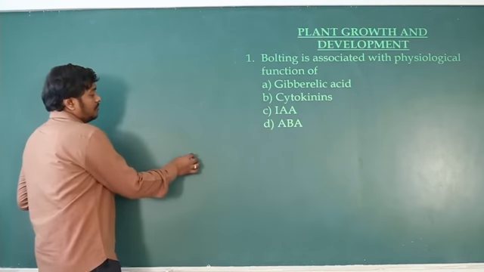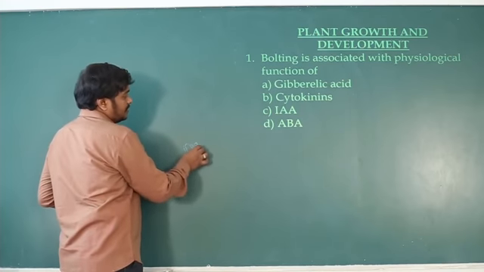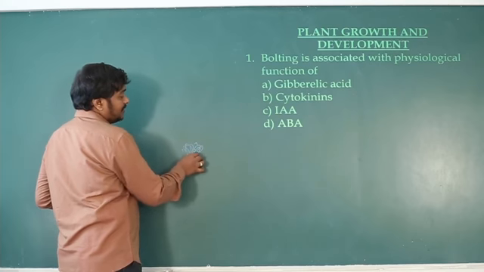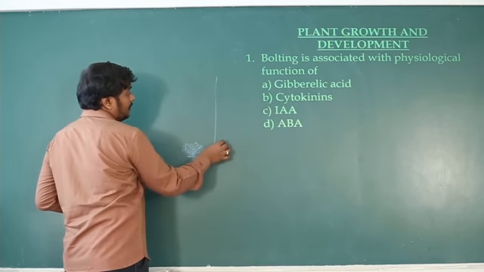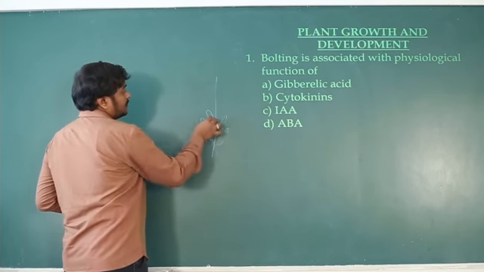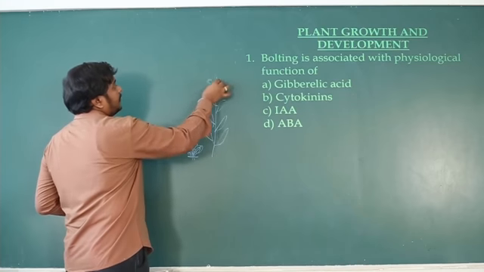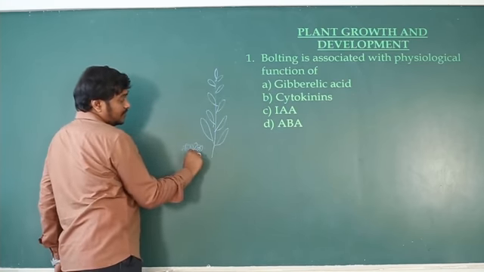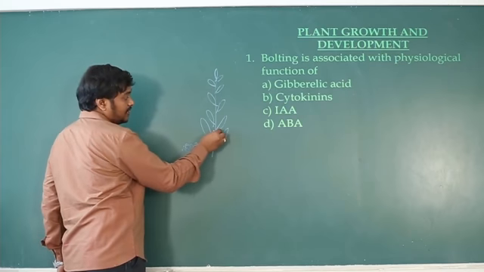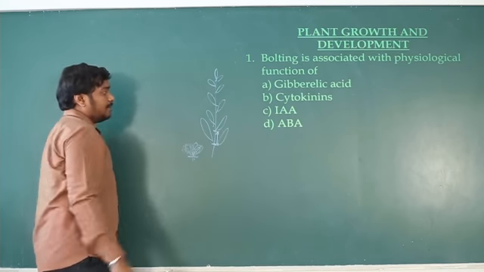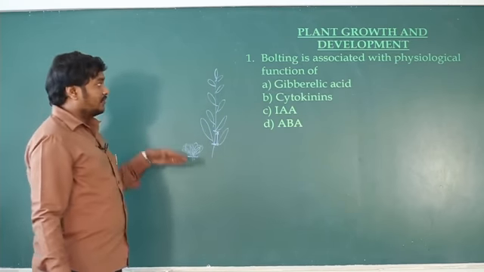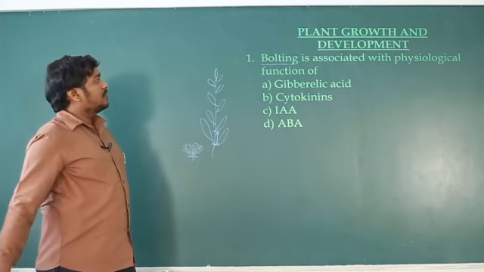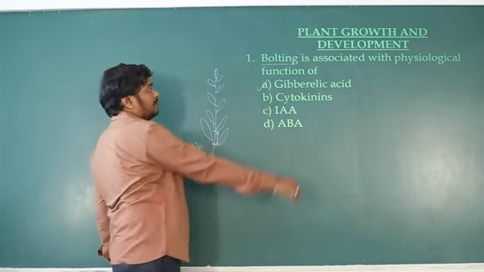By using this gibberellic acid, we can convert that cabbage into tall plants. So one cabbage can be made into a tall plant by applying gibberellic acid. Here the internode is condensed, but here internode elongation takes place, which made the plant increase in its length. That process is called bolting. This bolting could be achieved by applying gibberellic acid.